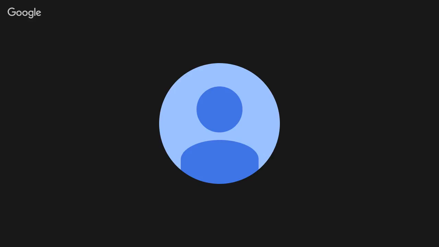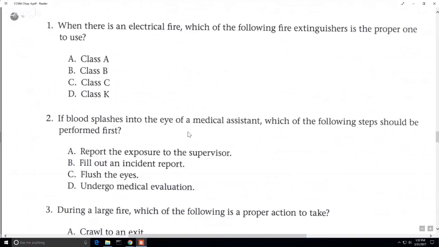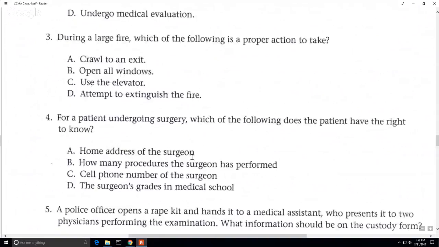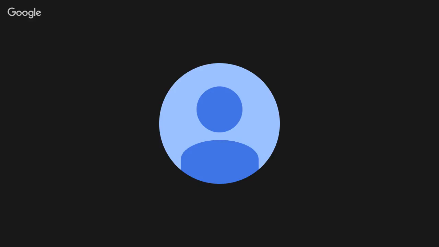Yes, it is. If the blood splashes into the eyes of a medical assistant, which of the following steps should be performed first? Flush the eyes. Right. During a large fire, which of the following is proper action to take? Crawl to an exit. Right. For a patient undergoing surgery, which of the following does the patient have the right to know? The surgeon's grades in medical school.